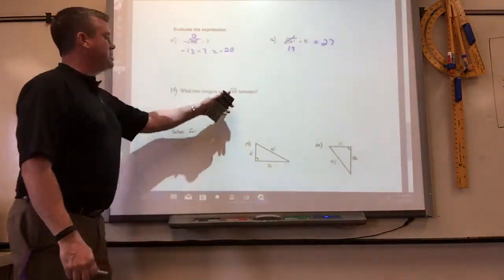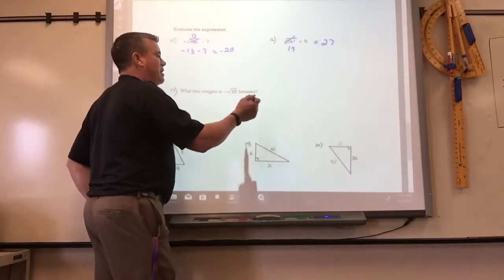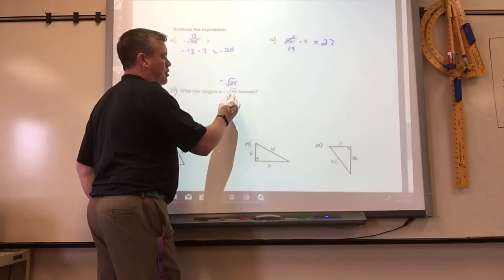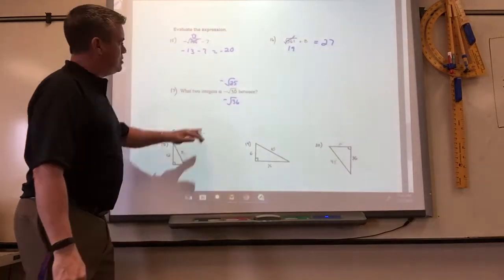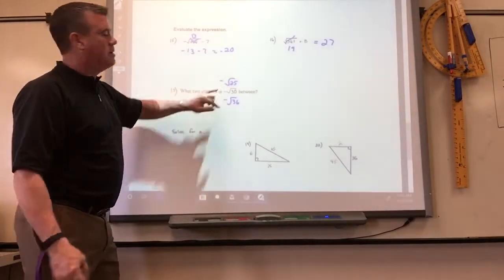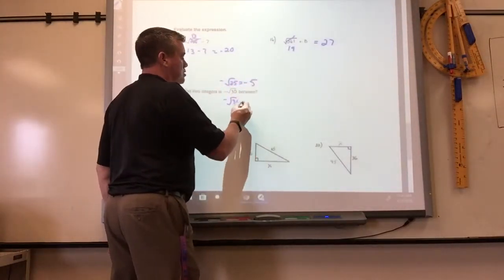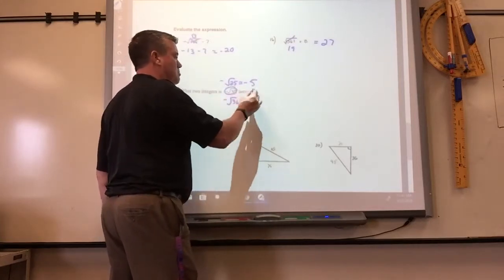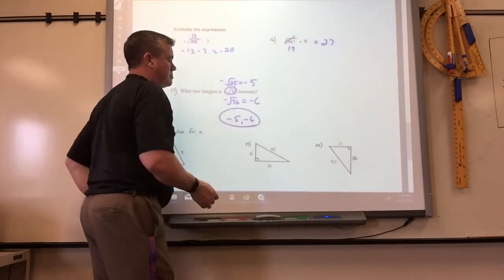What two integers is this number between? Well, if you didn't have a calculator, 30 is in between 25 and 36. The reason why I chose those is because they're perfect squares. The square root of 25 is 5, and it's negative. The square root of 36 is 6, and it's negative. So that means this number is between negative 5 and negative 6.